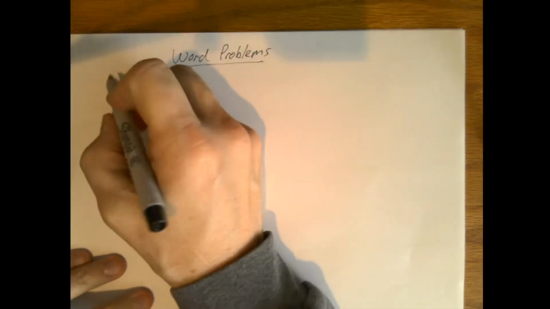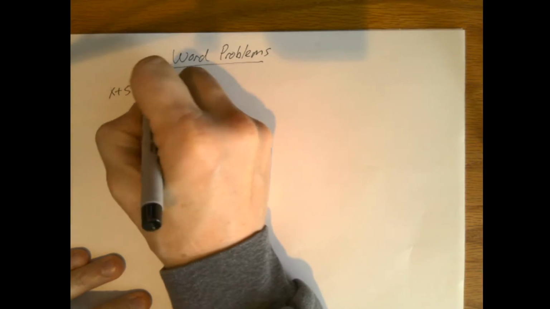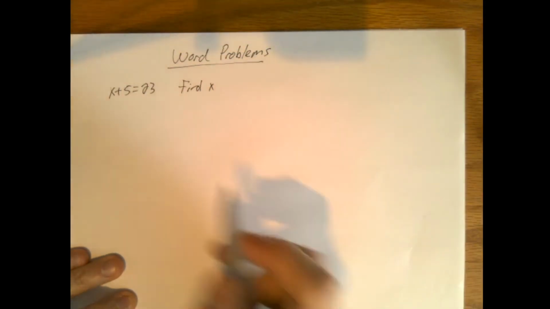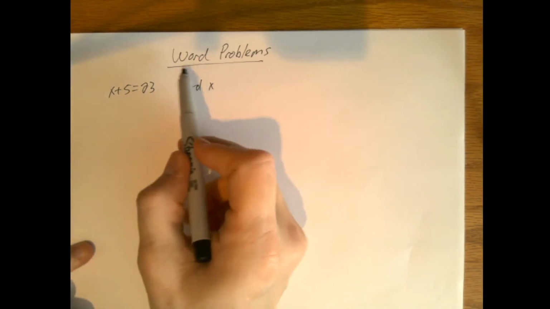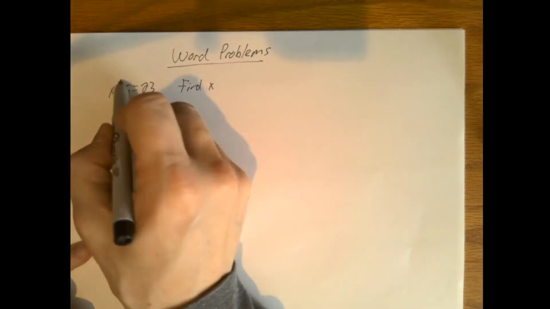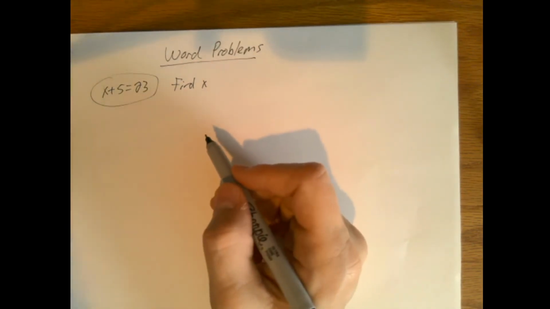I mean, you're used to things like this. If somebody says x plus 5 equals 23 and says find x, you probably can do that. The problem with word problems is people don't know how to take what's written up in a verbal form and turn it into this. So let's look at some general tips that you could apply.